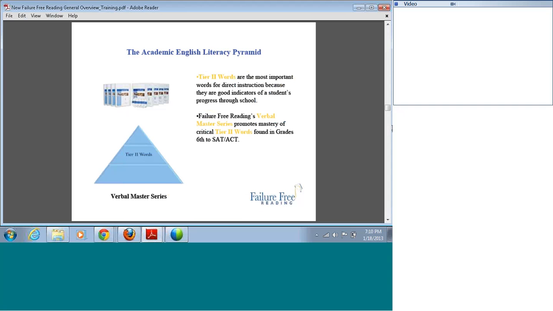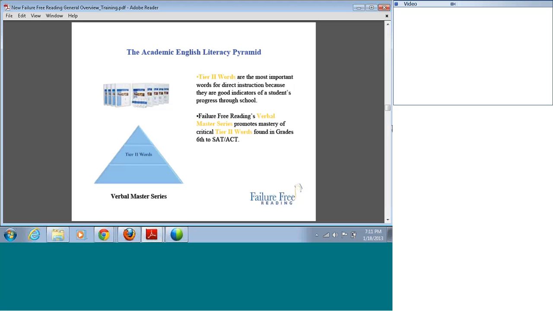All right. Next are going to be your Tier 2 words. Tier 2 words are the most important words for direct instruction because they are good indicators of a student's progress through school. Failure-Free Reading's Verbal Master Series promotes mastery of critical Tier 2 words found in grades 6 to SAT, ACT prep. So this is going to be a very valuable resource for some of the middle school teachers and certainly for your high school teachers. Verbal Master is a sensational vocabulary development program for higher levels of reading. It's going to be middle school and high school level vocabulary.